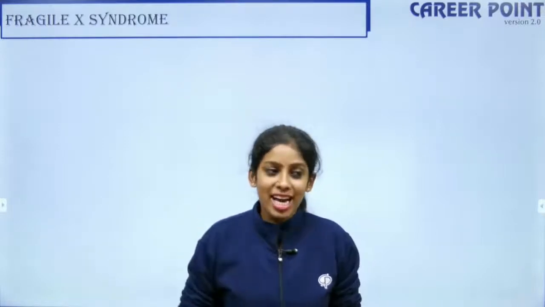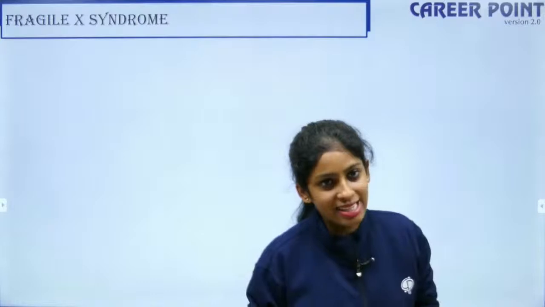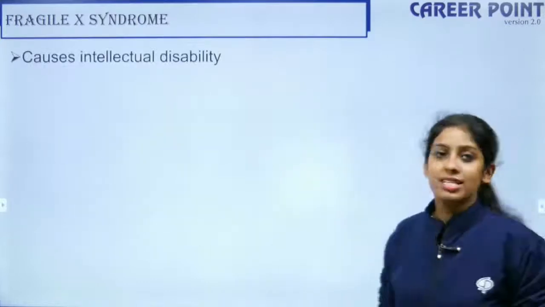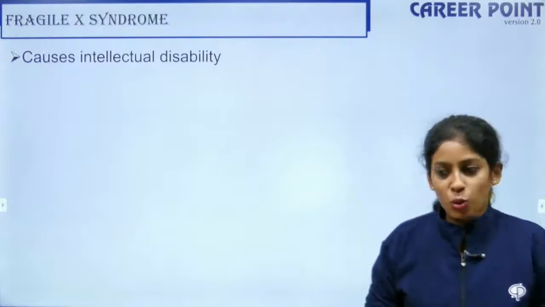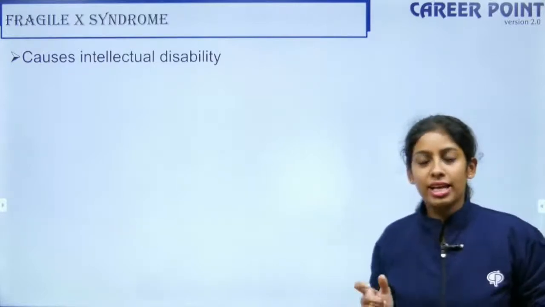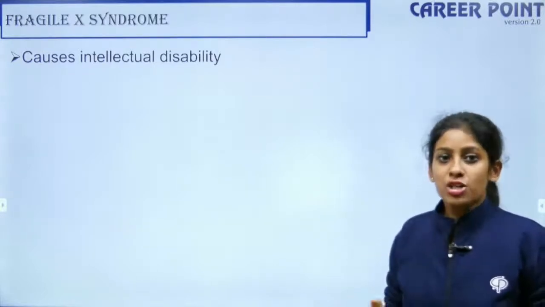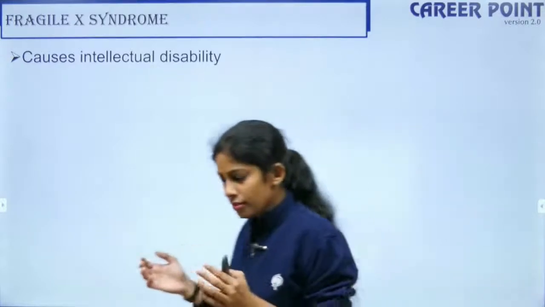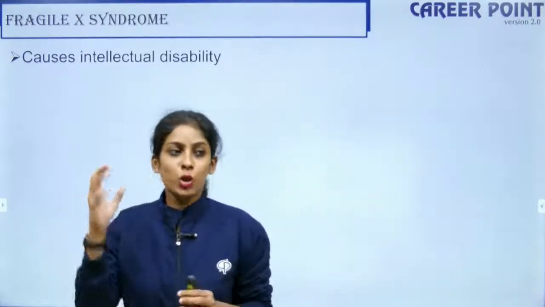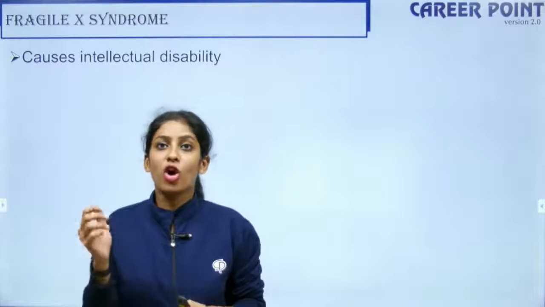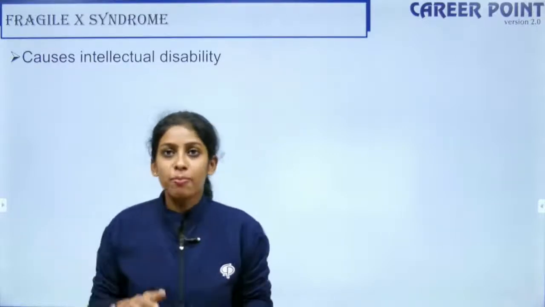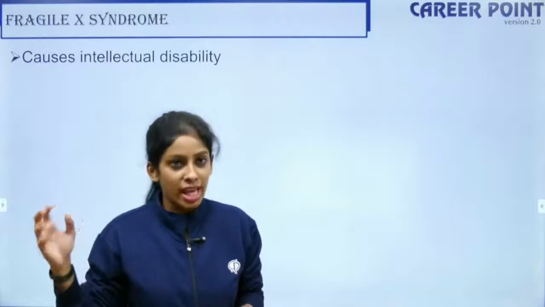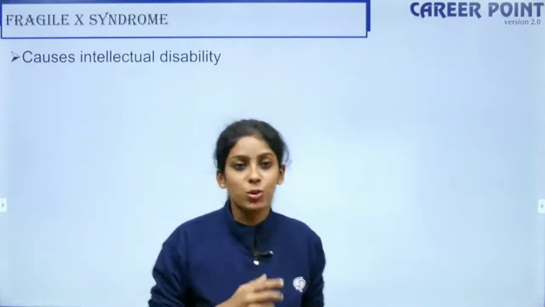So in that category we have Fragile X syndrome. Let's talk about Fragile X syndrome. This causes intellectual disability. What do I mean by intellectual disability? Intellectual has to do with your brain. You do not have the normal thought process, you're not able to make decisions, and you're not on par with the IQ of people of the same age group. That is the intellectual disability.